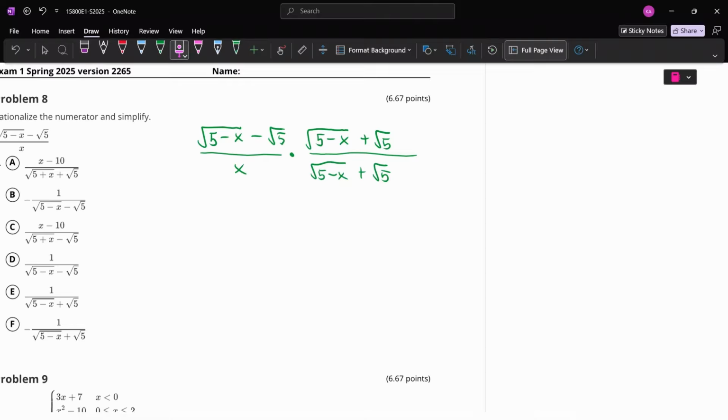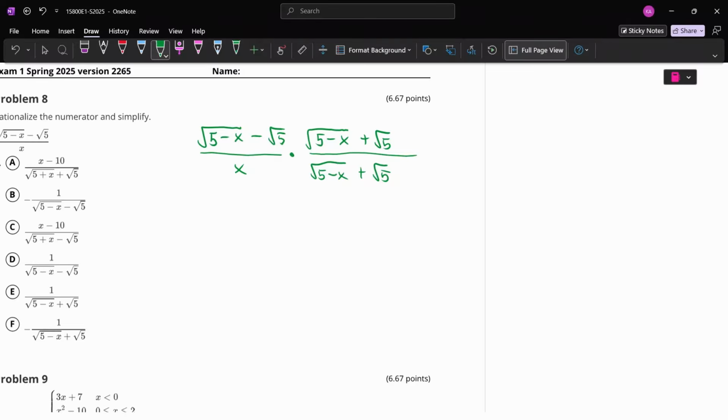Now, the reason why I'm using the conjugate: you might be thinking that we could just multiply this by itself, with the minus, but all that would do is create more radicals instead of getting rid of radicals. And we're trying to get rid of radicals, or the square root signs. So that's why I'm multiplying by the conjugate instead.